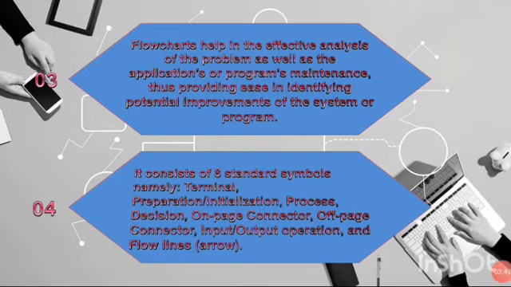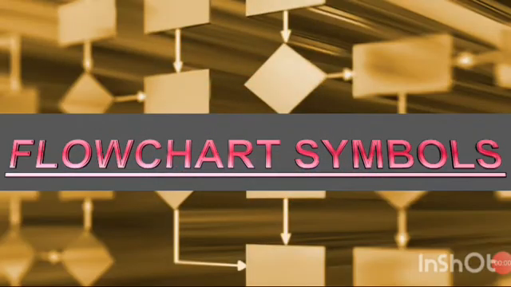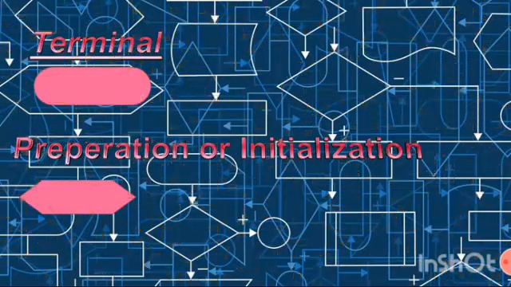Fourth, it consists of 8 standard symbols, namely terminal, preparation or initialization, process, decision, on-page connector, off-page connector, input or output operation, and flow lines. Let's recognize the flowchart symbols.